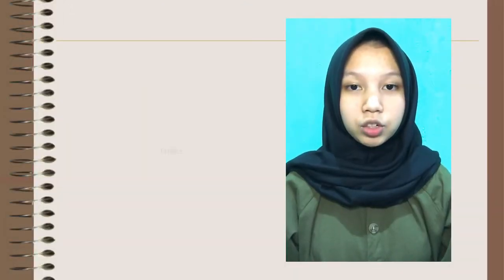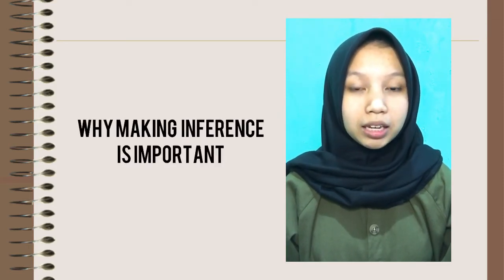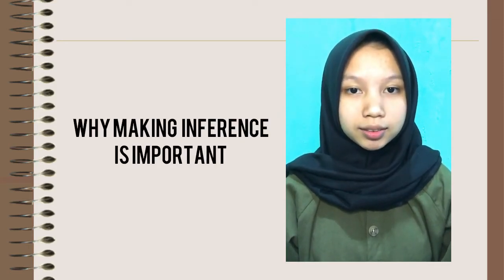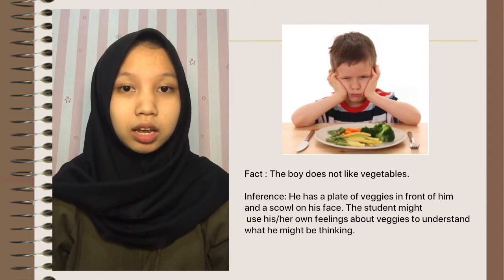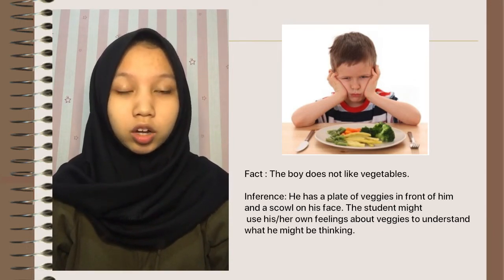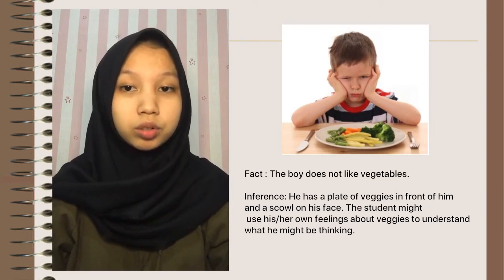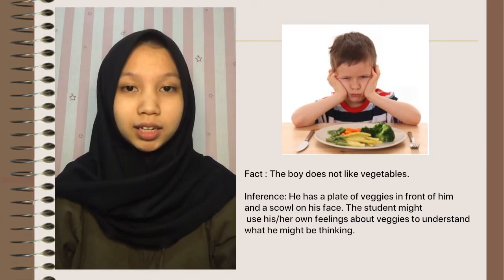Now, I will show you examples of making inference and why making inference is important. Number 1. What do you see in this picture? Fact: The boy does not like vegetables. Inference: He has a plate of veggies in front of him and a frown on his face. The students make their own feelings about veggies to understand what we might be thinking.